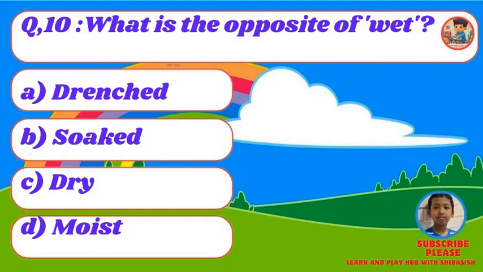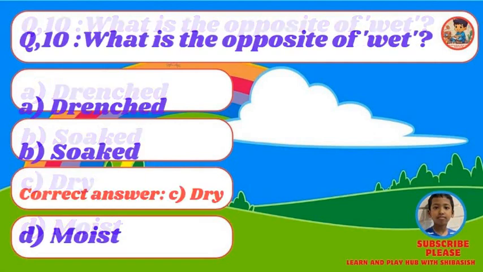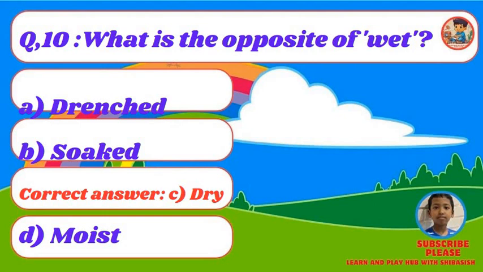Question 10. What is the opposite of wet? Option A, option B, soft. Option C, dry. Option D, moist. The correct answer is option C, dry.